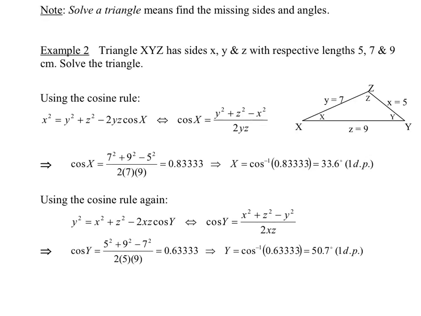And then when we've got 50.7, that tells us that y is going to be 50.7. We already had x, which was 33.6. So we can then use the fact that the 3 angles should add up to 180 degrees to calculate the angle z. So angle z should be 95.7 degrees.